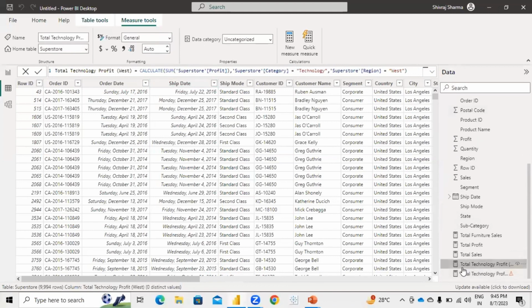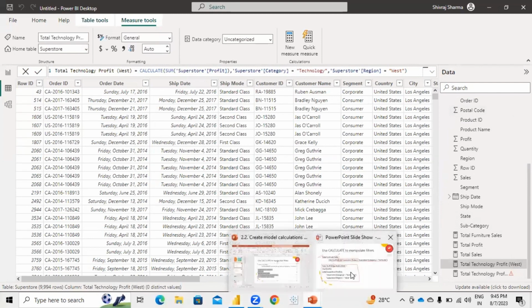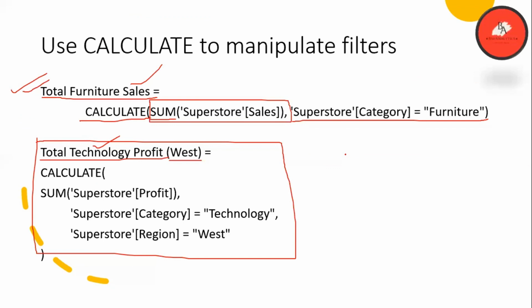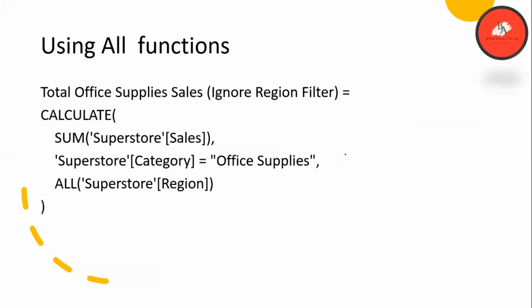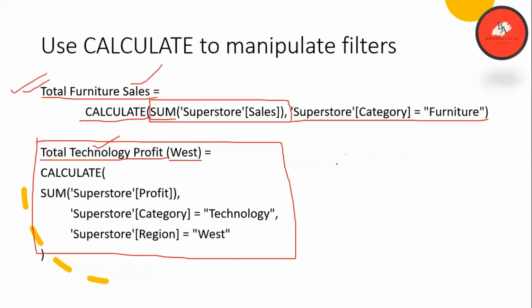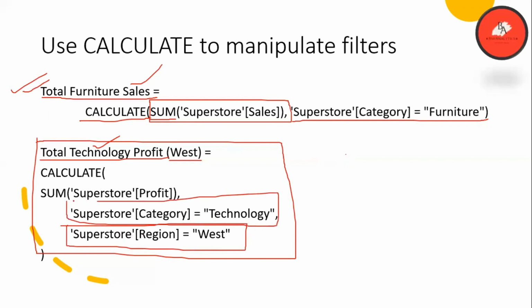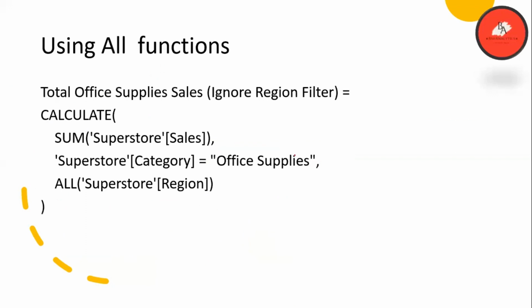It will create the total technology profit. The data inside it is related to Technology and the West. The profit will be there only from these two particular filters. Okay. Now let's move on to the next one and see more complex things. Here you used separate filters. Now you have one more thing here, that is ALL.